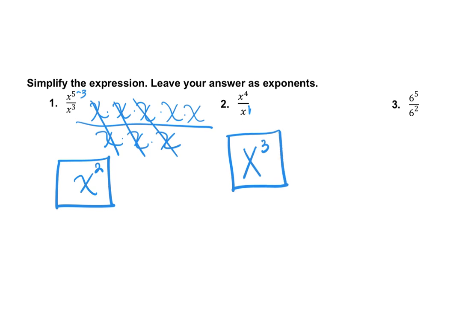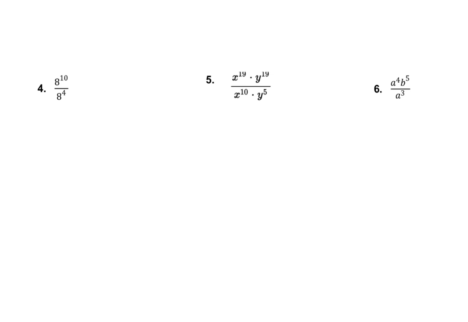All right, for question number 3, now be careful here. Don't take 6 divided by 6 and get 1. We're taking 5 6s and dividing them by 2 6s, and so you still have that base number of 6. 5 minus 2 is 3, so we have 6 to the 3rd power. All right, question number 4, we have 8 to the 10th power divided by 8 to the 4th power. Again, we're subtracting the exponents, resulting in 8 to the 6th power.